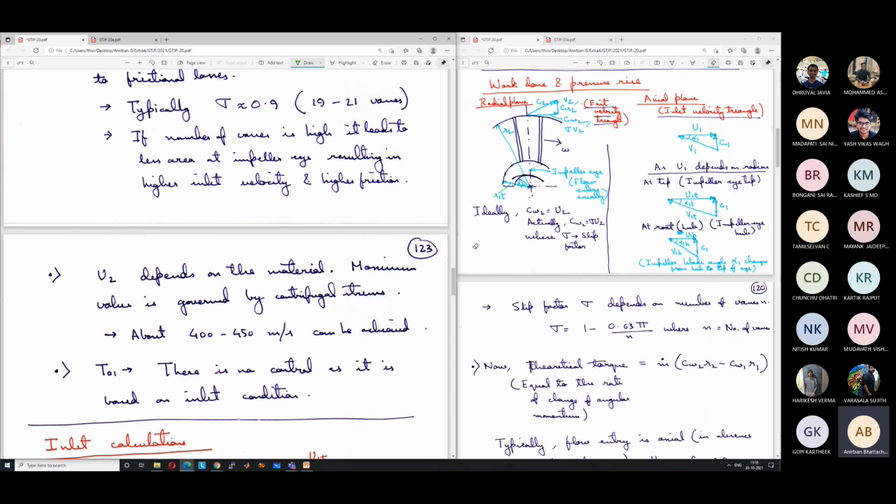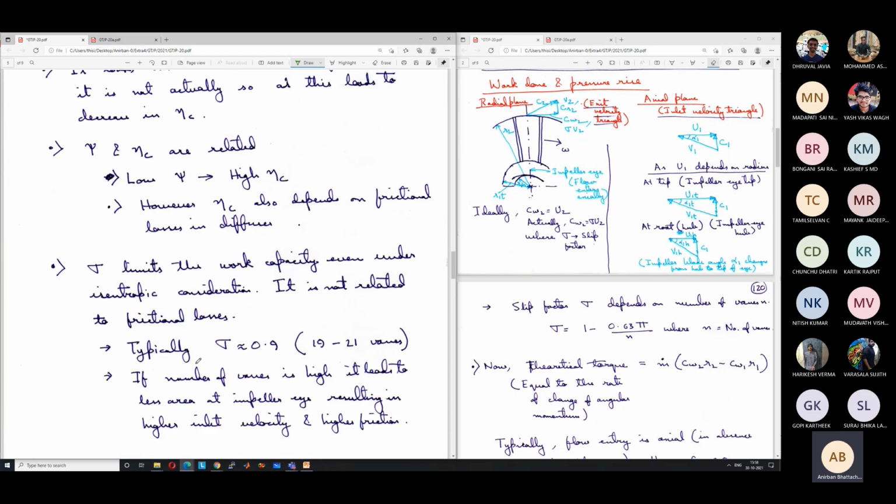For aluminum, it will be lower. If it is a titanium impeller, it is higher. I don't know the exact values for different materials, but I think it is 400 to 450 meters per second. Recently, I think there is an increase. You can check the books for different materials, what are the typical maximum values that can be obtained.